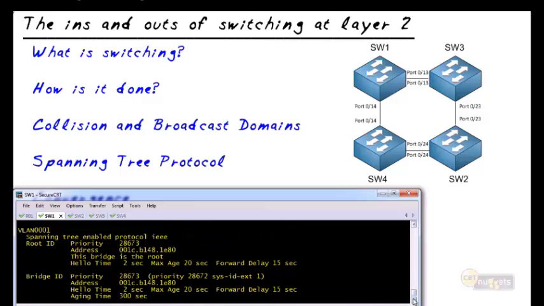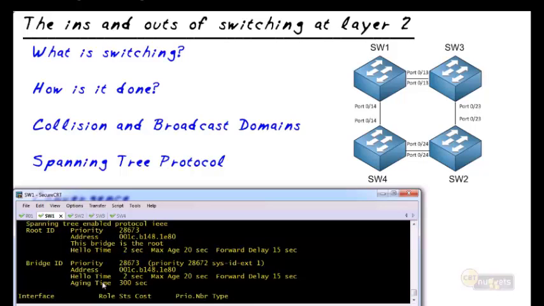And let's start off with this. So here switch 1 is saying, oh, my priority is 28673, and my base MAC address is this number. So these two numbers right here make up what we affectionately call the bridge ID. These two guys right here.